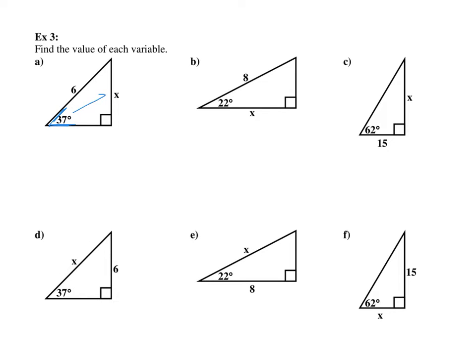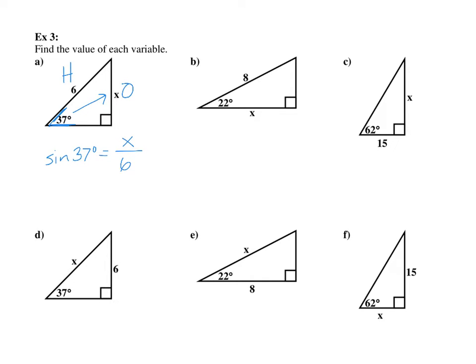I'm trying to figure out the side opposite to it, and I have the hypotenuse. So now you have to ask yourself, which trig function involves opposite and hypotenuse? That's going to be sine. So it's sine of the angle that you're working with, which is 37 degrees, and that's equal to opposite, which is x, over the hypotenuse, which is 6. Okay? So that's your setup. That's the most important piece. If you know how to set it up correctly, then you're on your way.